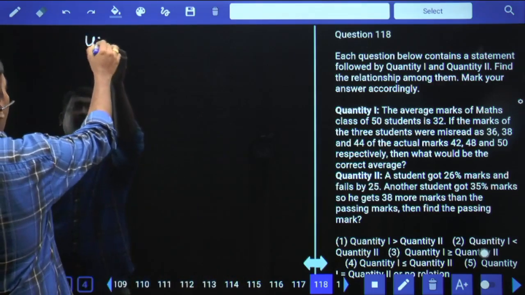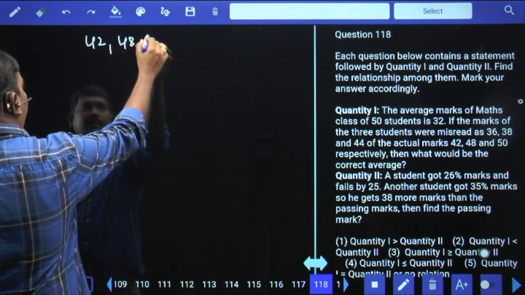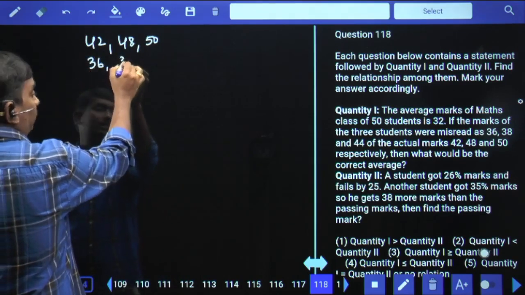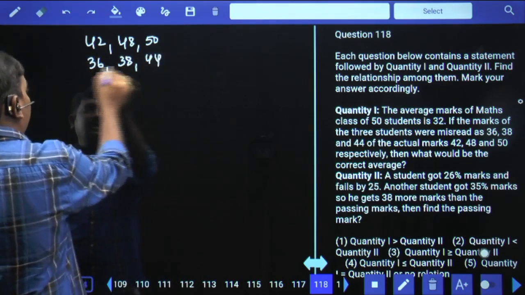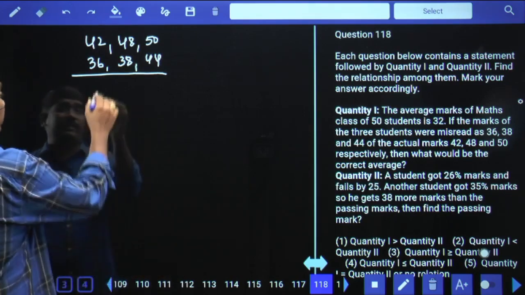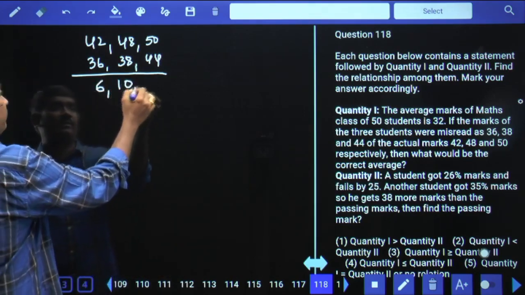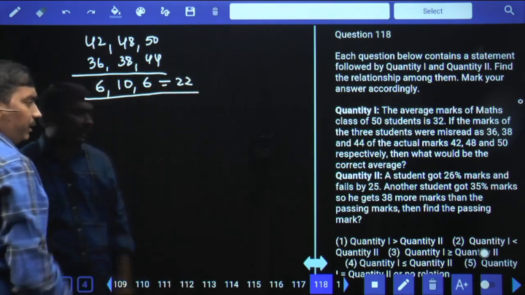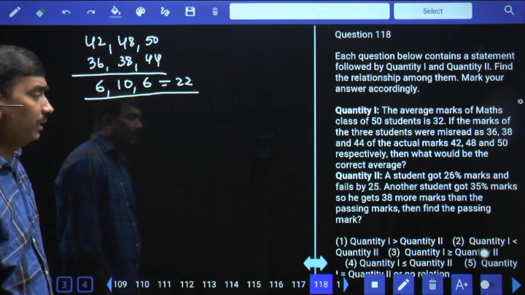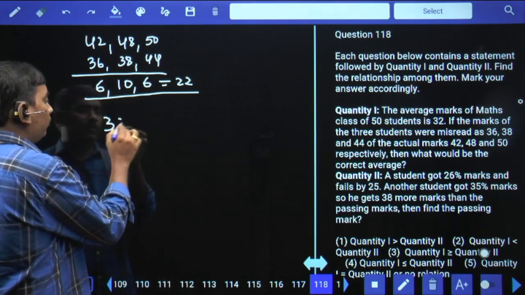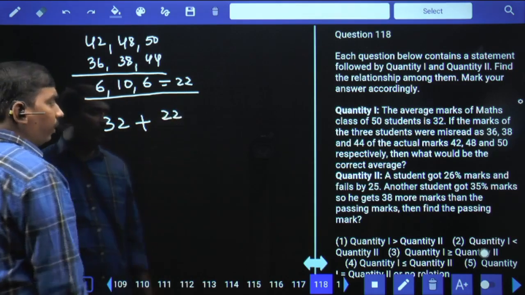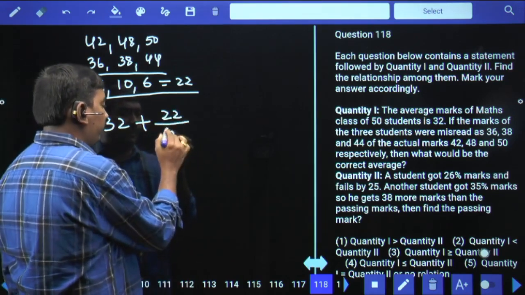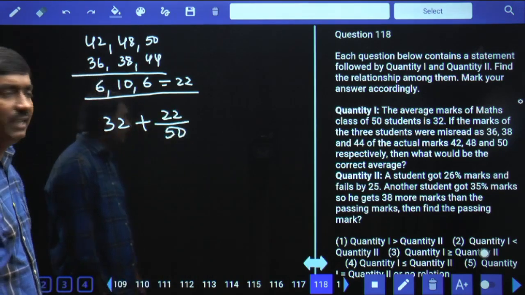Actual marks are 42, 48, 50, but they were misread as 36, 38, 44. First paper 6 marks less, second paper 10 marks less, third paper 6 marks less. Overall 22 marks less were counted. To rectify that, we need to add 22 marks to the total. Then for the average, as 50 students are there, 22 by 50 is added to the average.